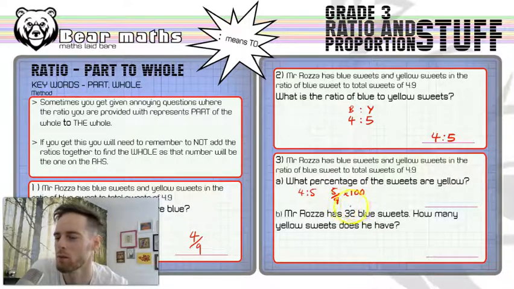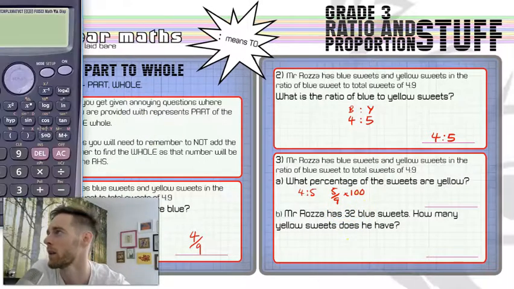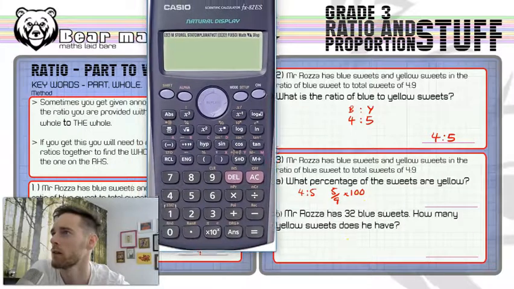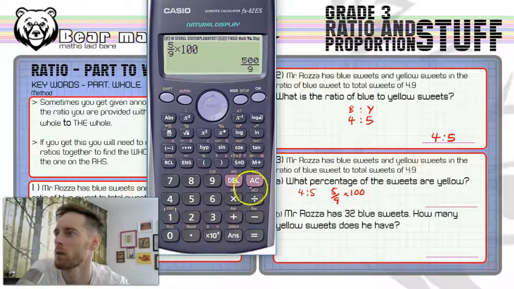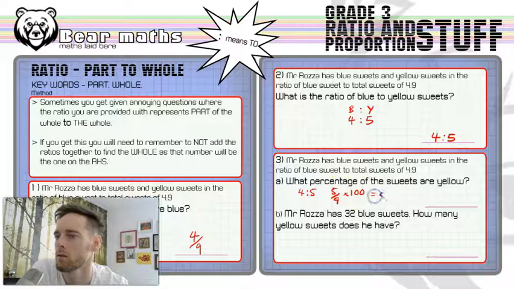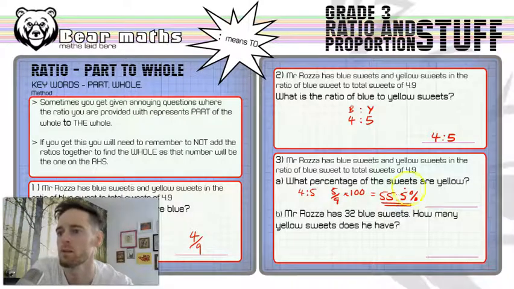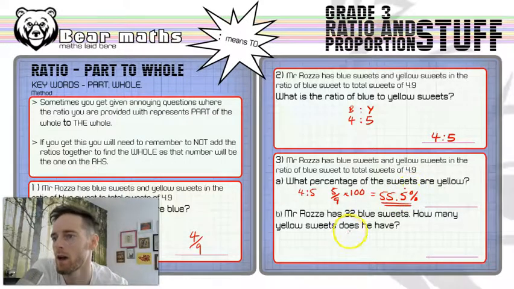5/9, that's a bit awkward. So I'm going to bring the calculator in to do that. There is my calculator. Just drag it across. So that's going to be 5/9 multiplied by 100. Anytime you want to turn a fraction into a percentage, you just multiply the fraction by 100. 55.5 recurring percent. So equals 55.5 recurring percent. There you go. That's the percentage of sweets that are yellow. Mr. Rosa, I should really put that on the answer space there.